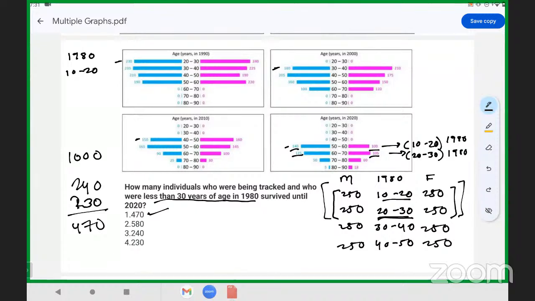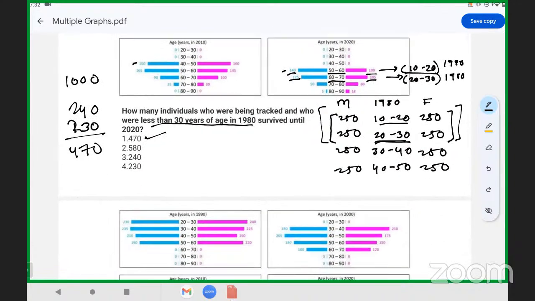So basically, what we have done is taken 1980 as a standard reference, that is 250 each from each group of ages, and each gender, that is male and female. Now we have only calculated their ages as per the years mentioned, and now we have got that 10 to 20 will become 50 to 60, and 20 to 30 will become 60 to 70, and the data in front of them is the data of those people who are alive. So this was our data. It is 470.